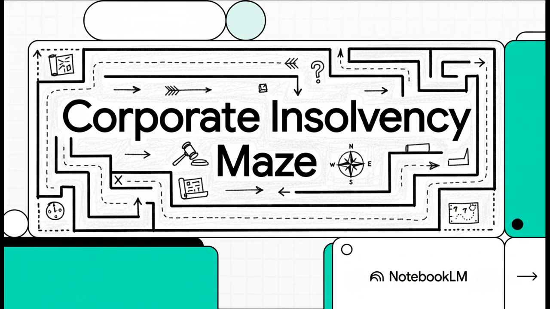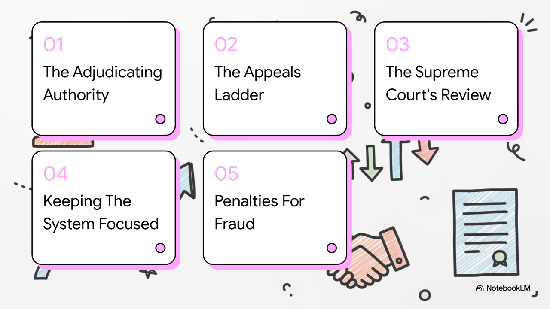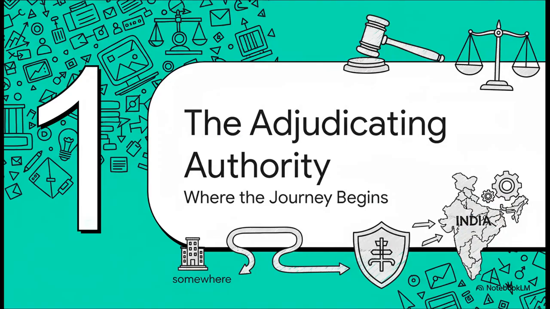Let's dive in. All right, so here's the game plan. We'll kick things off at the ground level with the adjudicating authority. Then we're going to climb the appeals ladder to see how decisions get challenged, taking it all the way up to the Supreme Court. After that, we'll dig into the rules that are designed to keep this whole system efficient and on track. And finally, we'll wrap up with the really serious stuff, the penalties for anyone who tries to cheat the system.